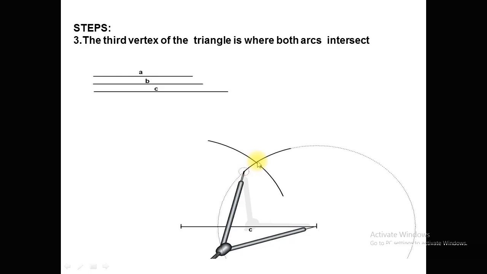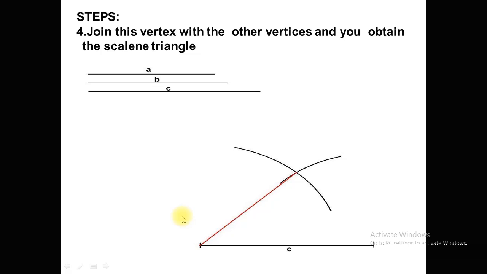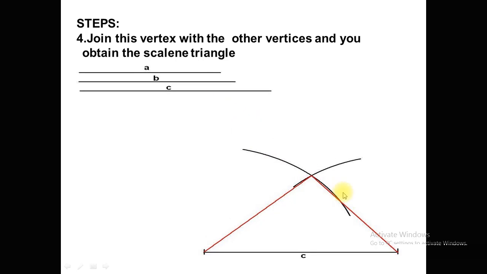So now at the end, join this point to this end point you see over here. Join this vertex with the other vertices, like at this vertex A and this vertex B. So join this vertex to this endpoint, and then join this vertex to this endpoint, and this is the required scalene triangle.